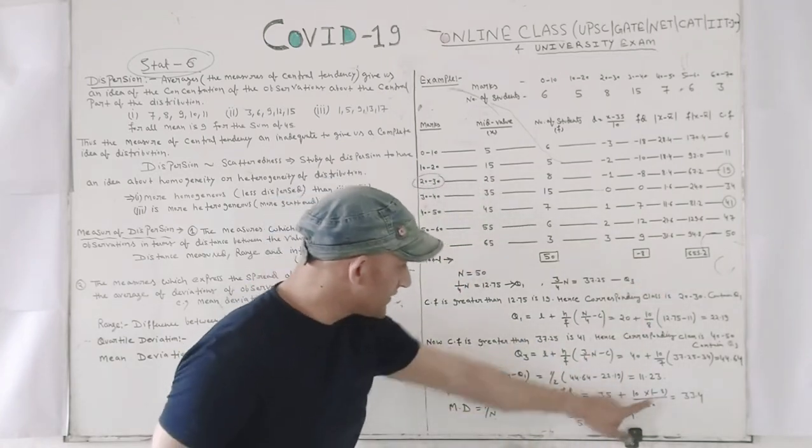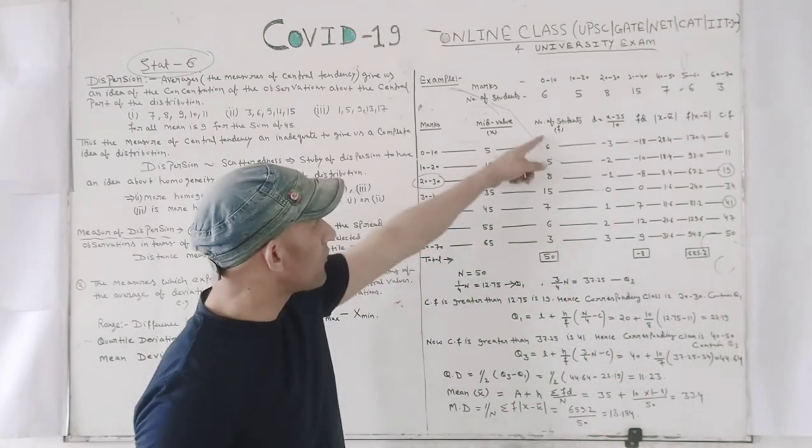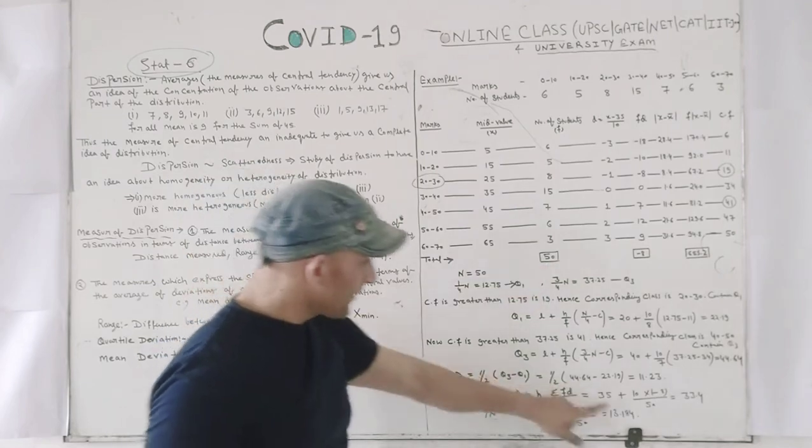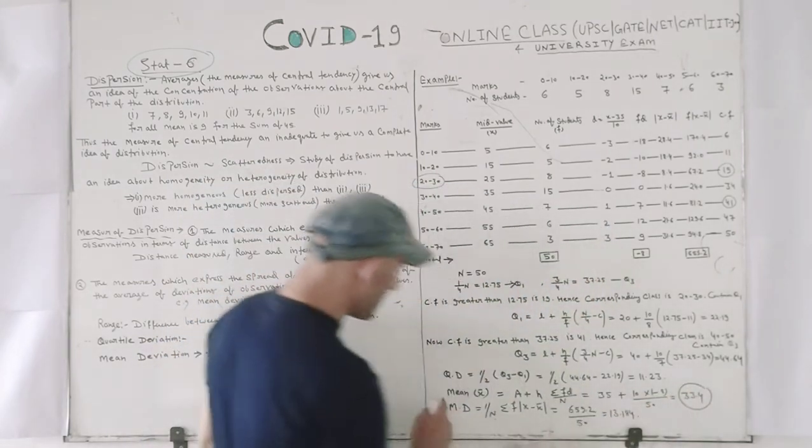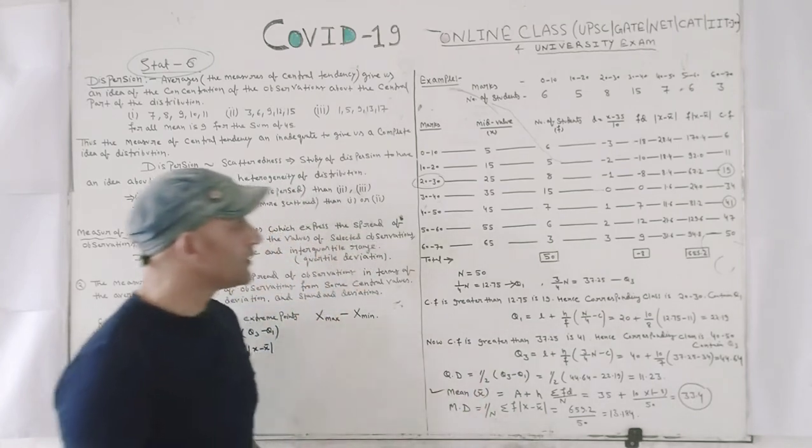We have done sigma f x upon n, where n is equal to 50, the sum of all the frequencies. So after that we got 33.4. This is the mean. This is the way to find the mean.